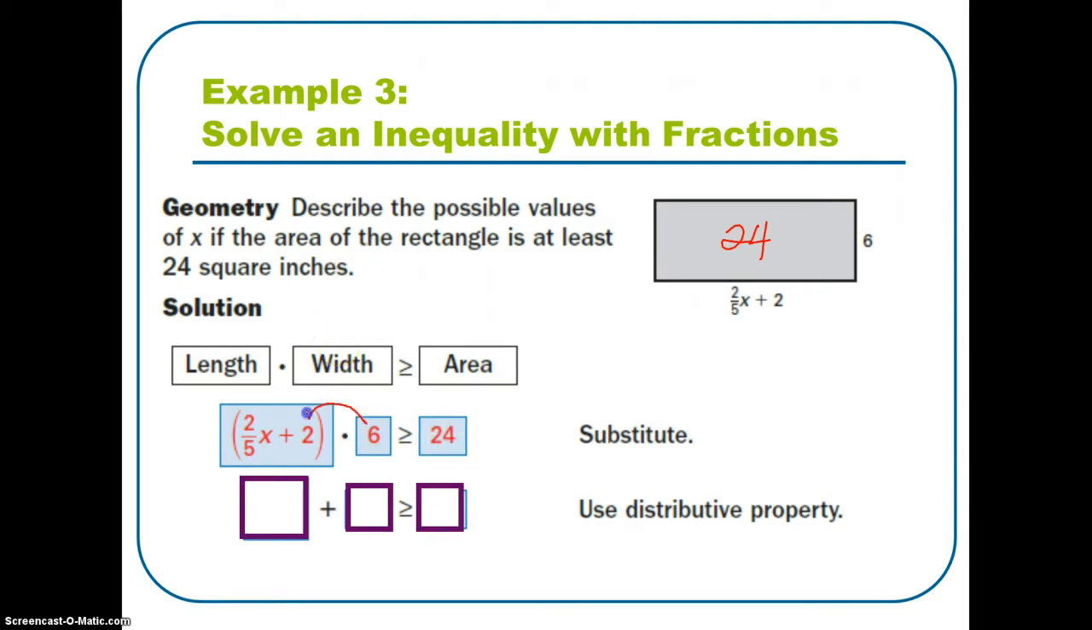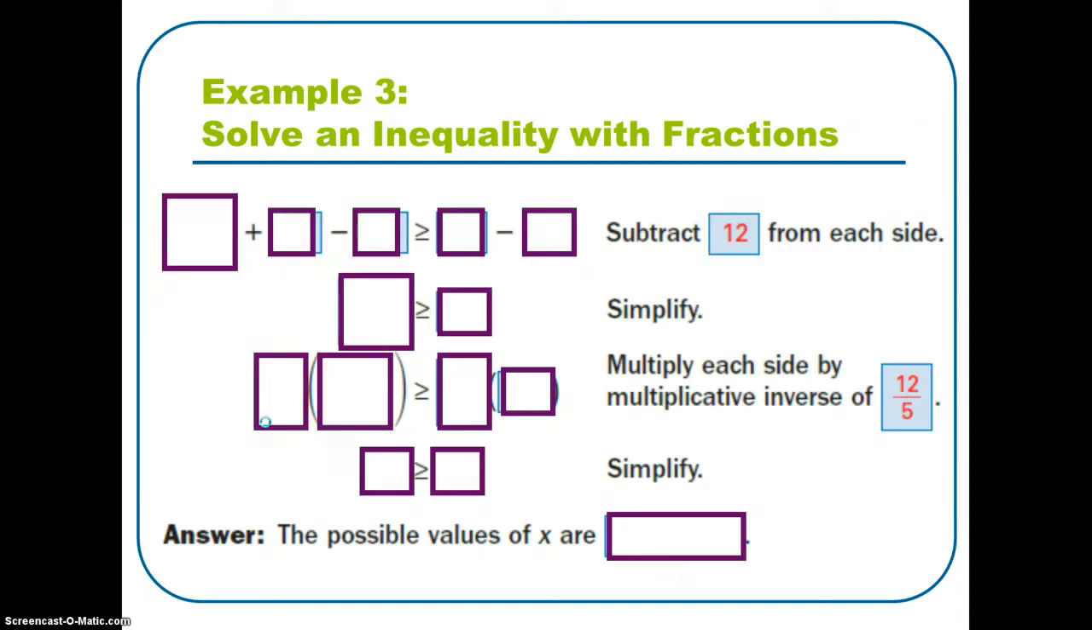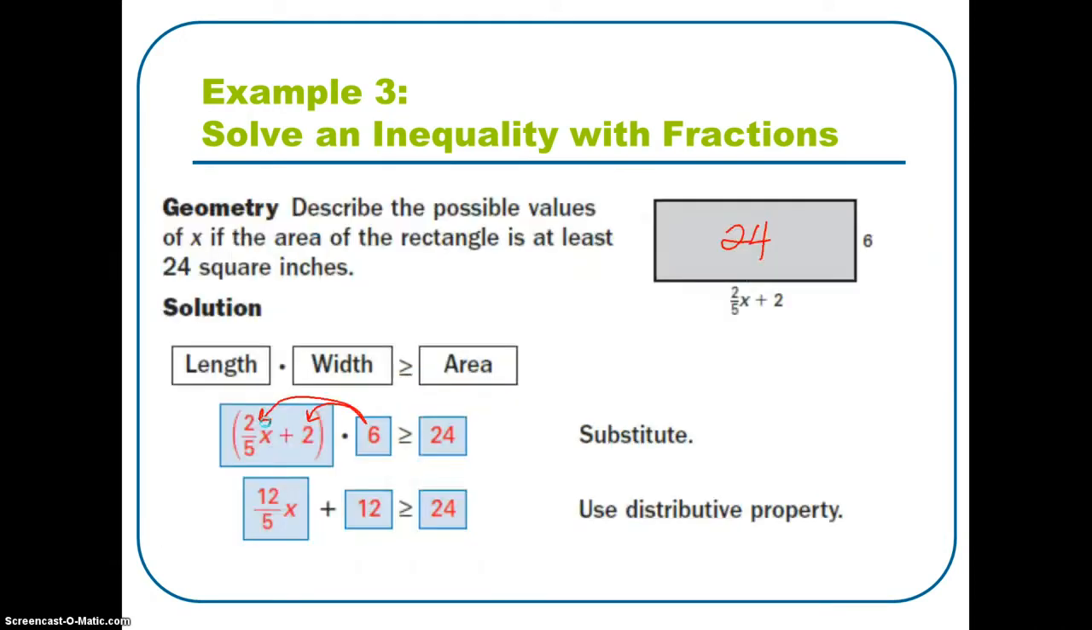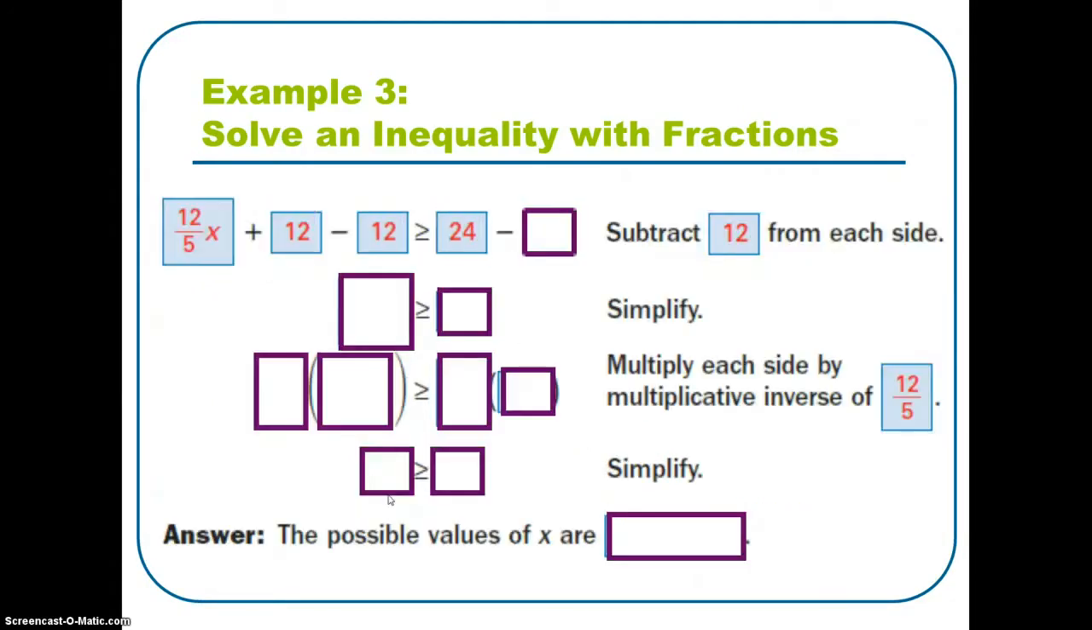Let's multiply the 6, distributive property here, by the 2/5. So 2/5 times 6 is 12/5, bring down the variable. 2 times 6 is 12, and bring down the 24. This is a two-step problem. Before I move on, here's the constant. So we're going to subtract 12 from each side. 12s go away. You're left with 12/5 x is greater than or equal to, because it can be 24, 12.